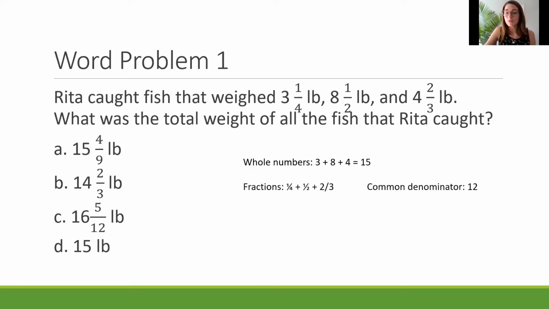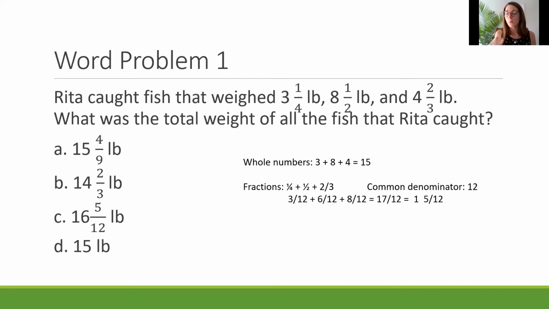Let's look at our next step. Next we're going to look at the fractions. The fractions are 1/4, 1/2, and 2/3. I want to add those together, but the problem is right now they don't have a common denominator. So I need to look at 4, 2, and 3 and figure out the common denominator between those three. Well, the lowest common denominator is 12. So I'll transform all of those fractions from their original form into something that has the common denominator of 12. The way that I do that is by multiplying the numerator and the denominator.